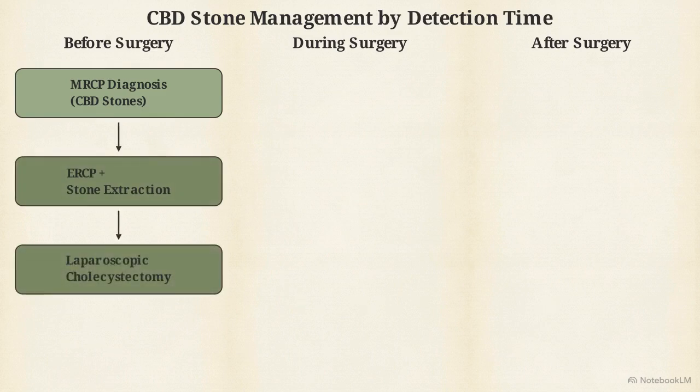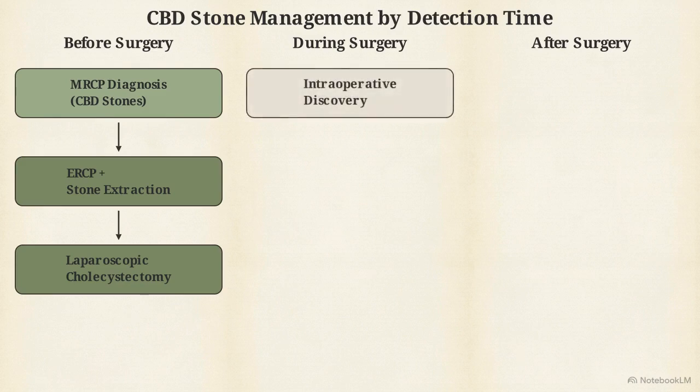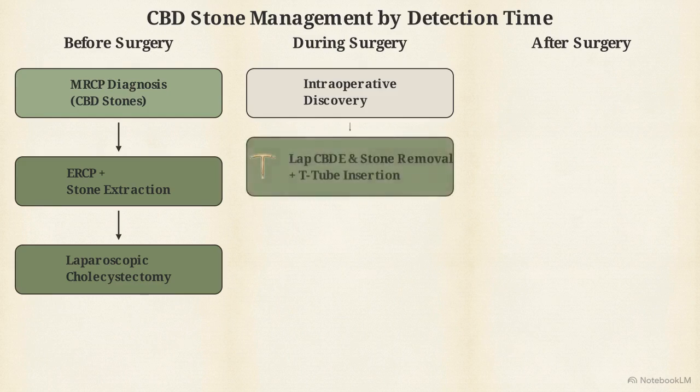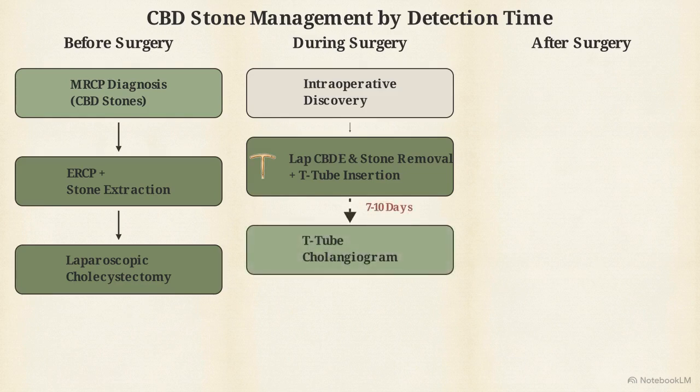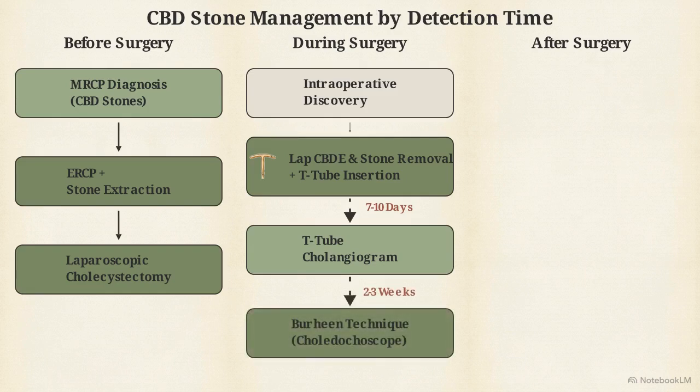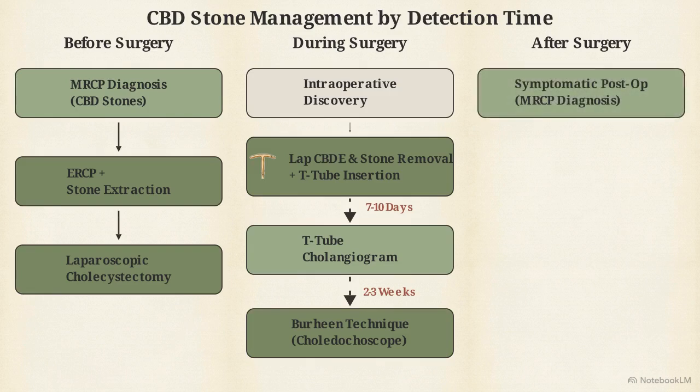Scenario 2 covers stones discovered intraoperatively. The protocol shifts immediately to a laparoscopic common bile duct exploration, stone removal, and the insertion of a T-tube to maintain ductal patency. The T-tube requires a follow-up cholangiogram at 7 to 10 days. If residual stones remain, the Burhenne technique is applied at 2 to 3 weeks, introducing a choledochoscope directly through the established tract to retrieve them.